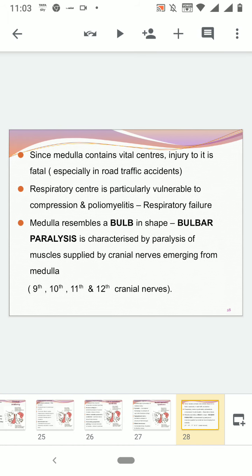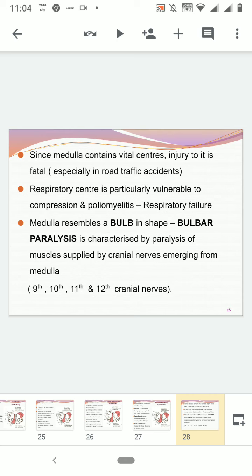Since the medulla contains vital centers, whenever you have injuries to the medulla, it can sometimes be very fatal, because it contains the respiratory center and the cardiac center. Medulla represents a bulb, the structure resembles a bulb, so we also say bulbar paralysis. Remember that when we talk about bulbar paralysis, we are actually talking about the medulla oblongata. And what are the nerves which emerge from the medulla oblongata? We have the 9th, 10th and 11th cranial nerves. Don't forget that because it's very important. In summary, remember always that the 9th, 10th, 11th and 12th cranial nerves come out from the medulla oblongata.